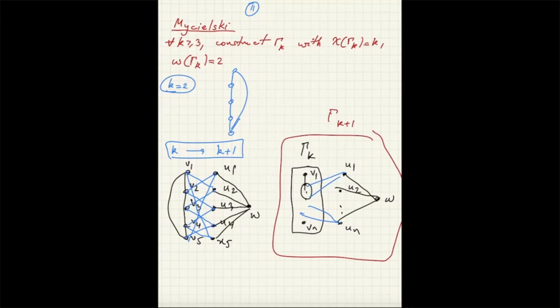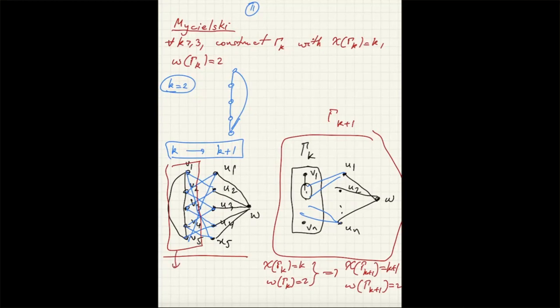Okay. So now this graph here, this is what we call the graph gamma k plus 1. And the claim is that, so we started with this graph gamma k, where the chromatic number of gamma k is k, and omega of gamma k is 2. The claim is that this implies that the chromatic number of gamma k plus 1 is k plus 1, and omega of gamma k plus 1 is also 2. Okay, so I'll sketch the proof on the example on the left. The graph gamma k, in our case C5, has no triangles, so the clique number is 2.